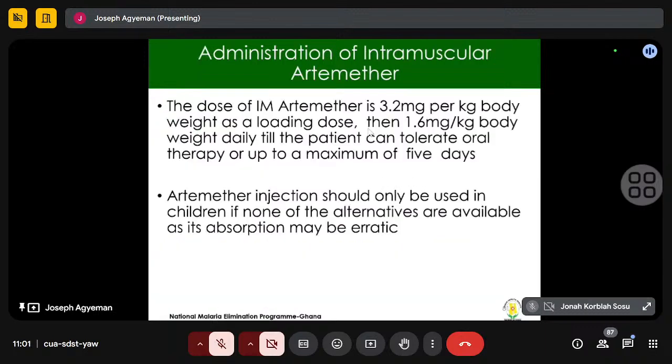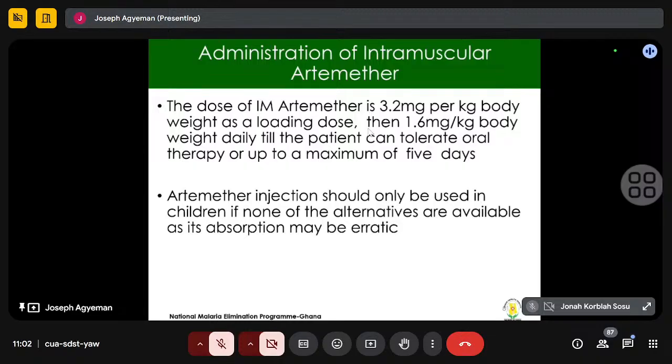For artemether, we are lucky. It's just 1 daily dose. So once you give your 3.2 milligram and the patient gets better, the next day you switch to the artemisinin-based oral therapies. If the patient doesn't get better, you reduce the dose to half, which is 1.6 milligram daily for 4 additional days for artemether, making a total of 5 days.